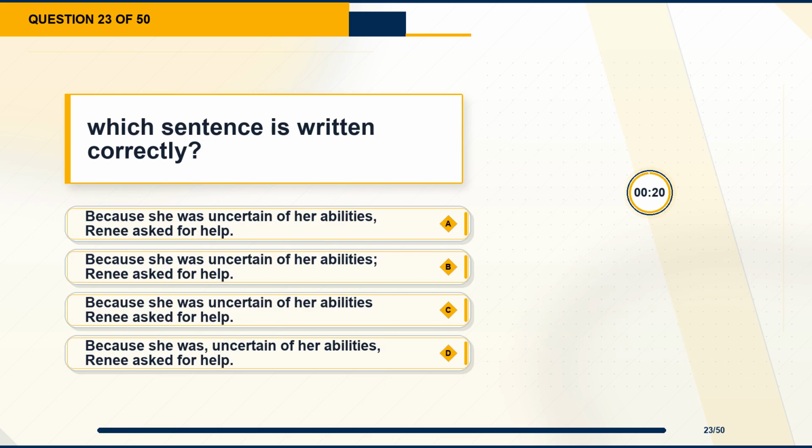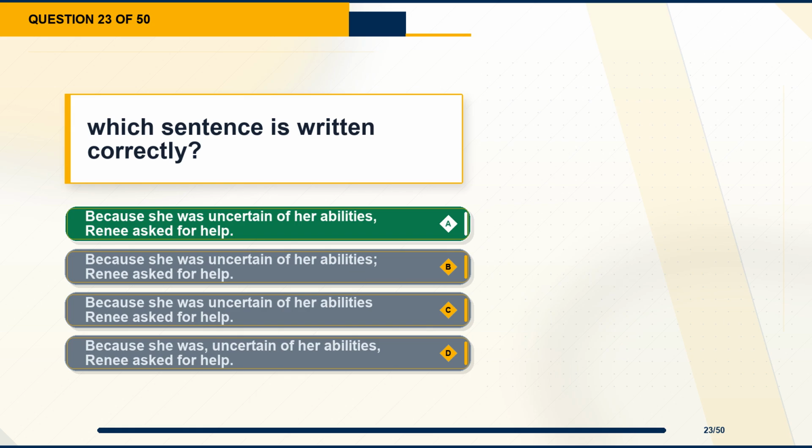Question 23. Which sentence is written correctly? Option A. Because she was uncertain of her abilities, Renee asked for help. Option B, C, and D repeat the same sentence with different punctuation.